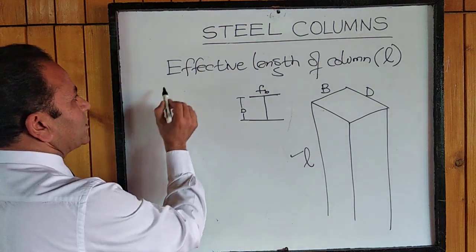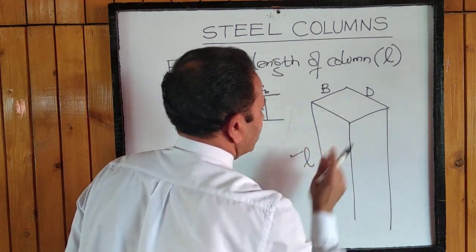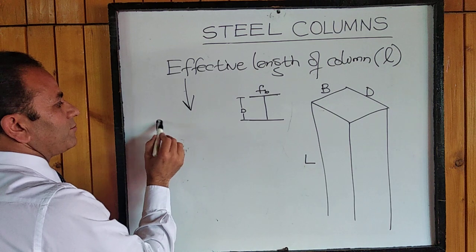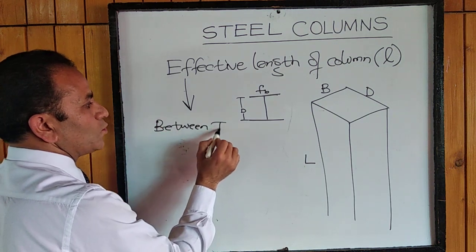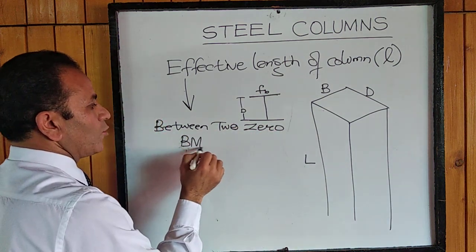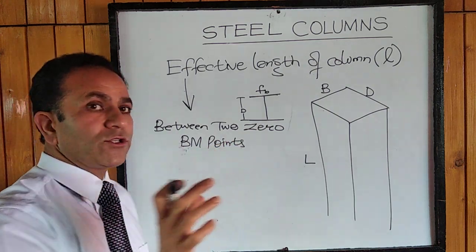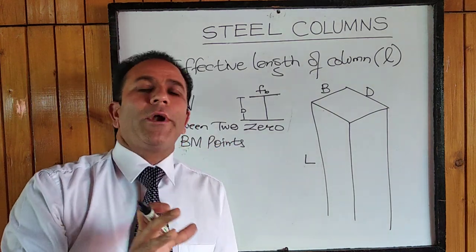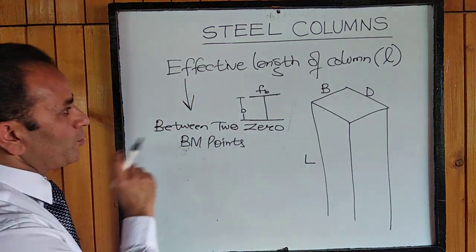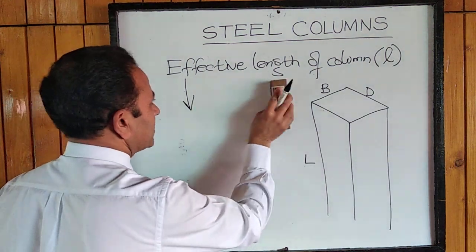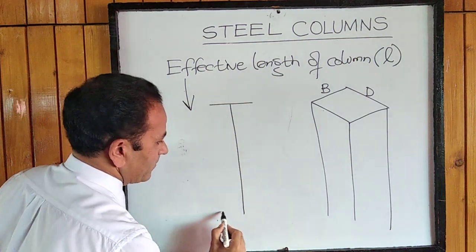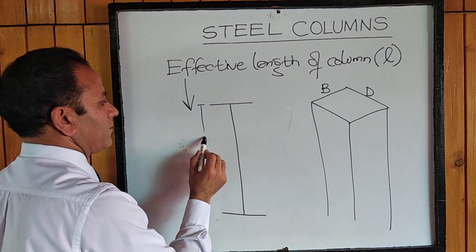Now in effective length, this is the total length of the column, L. Effective length is basically the length between two zero bending moment points. So we'll have to locate the points of contraflexion. We have to locate the zero bending moment points along the length of the column. The distance between two zero bending moment points is denoted as the effective length of the column. Say this is the column, this is the total length of the column, capital L.